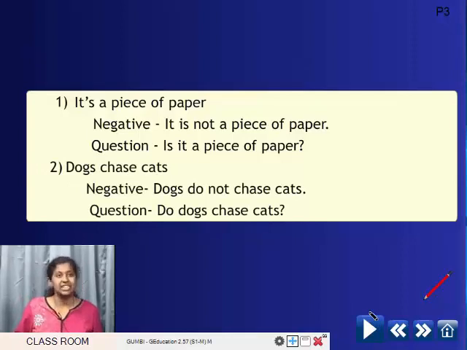What is the next sentence? Dogs chase cats. So it is a negative form. Dogs do not chase cats. How do you ask question for that statement? Dogs do not chase cats. Do dogs chase cats?